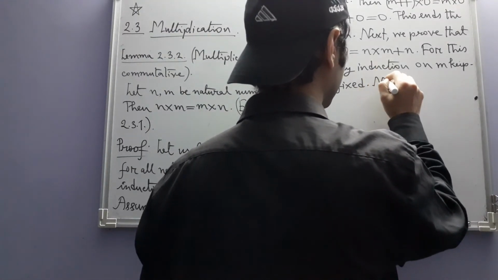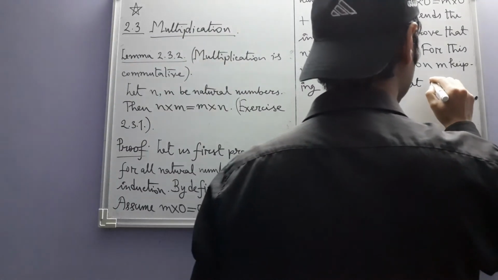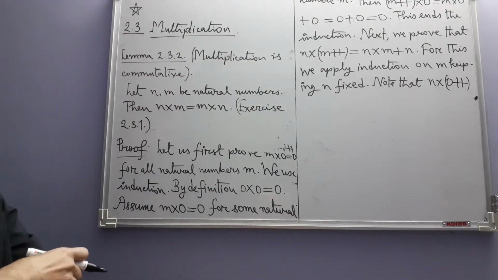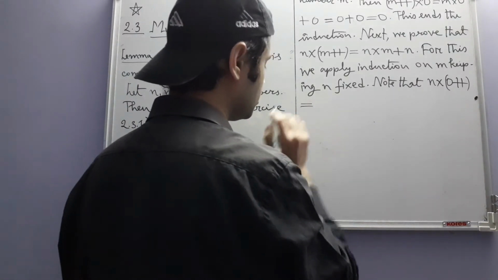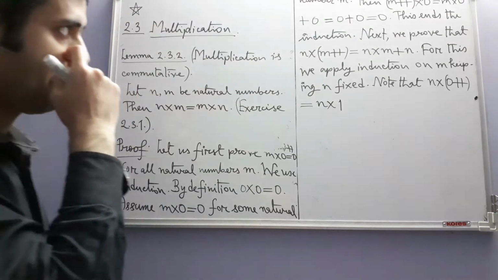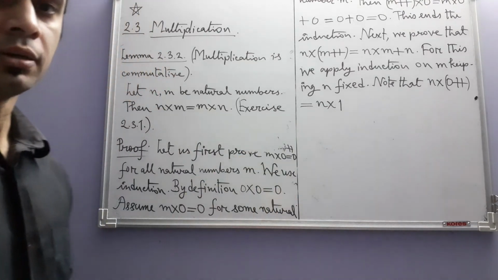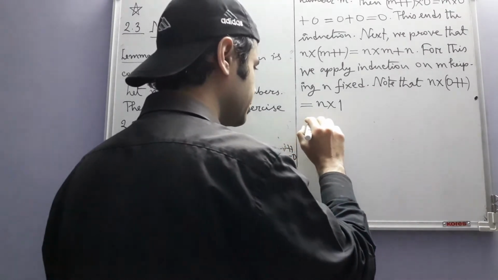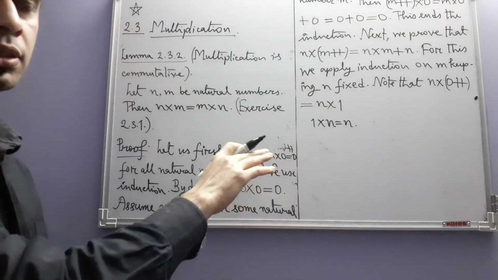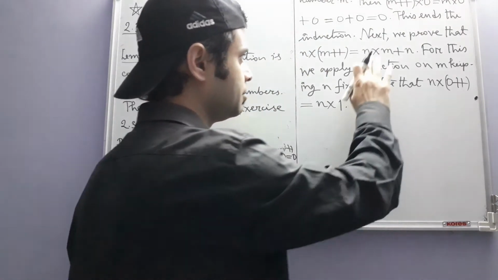Okay, so we want to apply induction on m. First we will put m equal to 0. So n cross 0 plus plus. Let us just see what it gives us. This is equal to n cross 1. Note that we cannot write n cross 1 equal to n. We don't know that. All we know is this, 1 cross n is equal to n. This follows directly from the definition. So we let it sit like this, and then we work with this side.